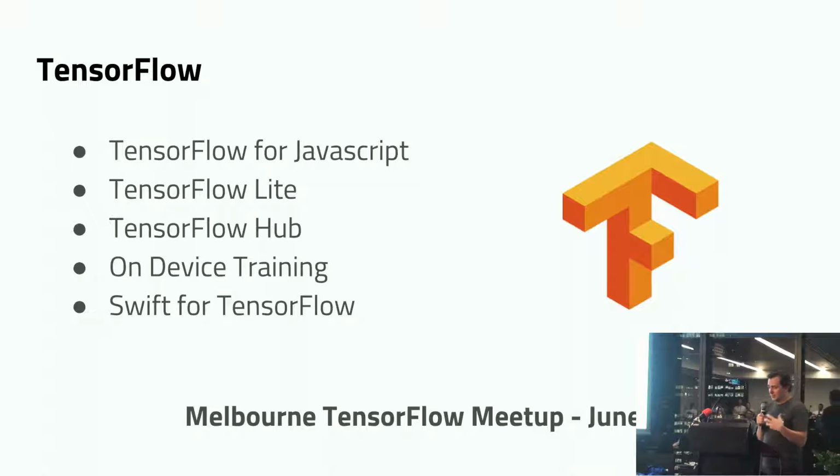If a user wants to start to build up their own model and take their own images and do their own classification, you can actually build up a very personal machine learning model without actually having to send your data to the server. So it's got some really good performance implications and privacy implications as well. And of course, Swift for TensorFlow as well.